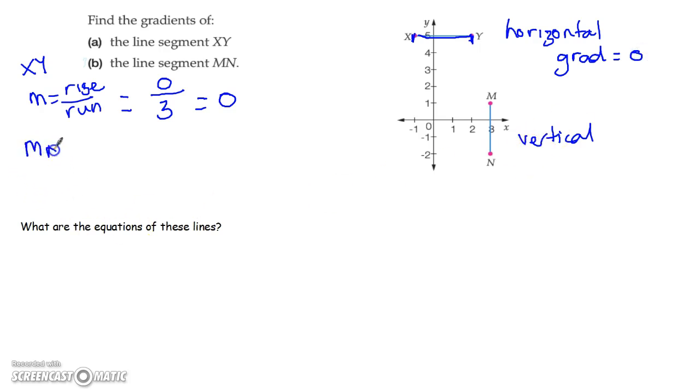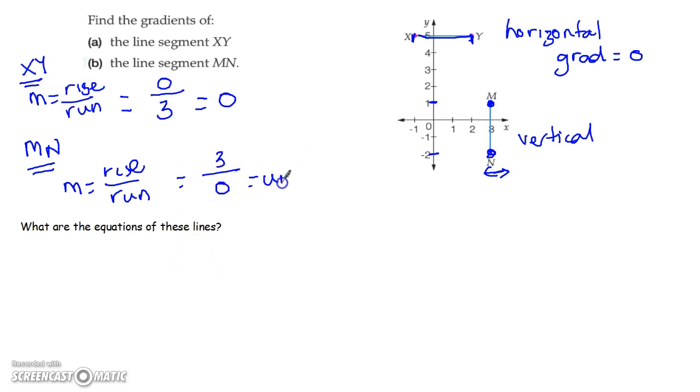Let's have a look at MN. Keeping in mind again that the gradient is always rise over run. Here's our point here. We've got a rise from -2 up to 1, so I've got a rise of 3. Our run is how far across. Now here, we're not going across at all. Our run is 0. Grab your calculators. Anything divided by 0, you're going to find it is undefined. So vertical lines always have a gradient that is undefined.